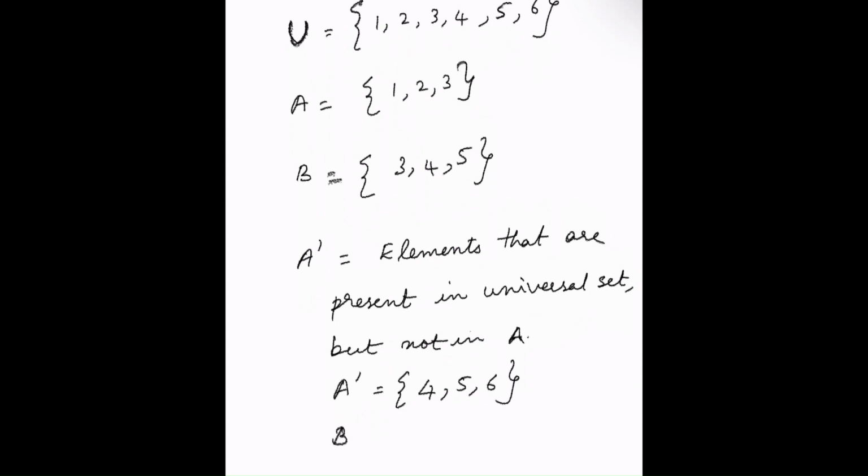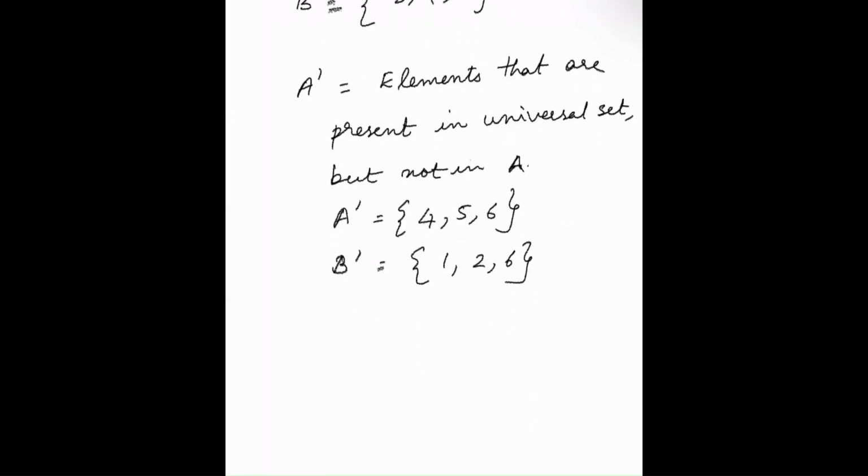So if that is the case, what will be B complement? 1, 2, and 6. That's right. So 1, 2, and 6 is B complement. Next is minus, but I don't know how to say it.